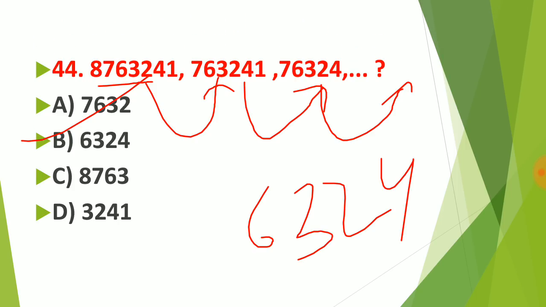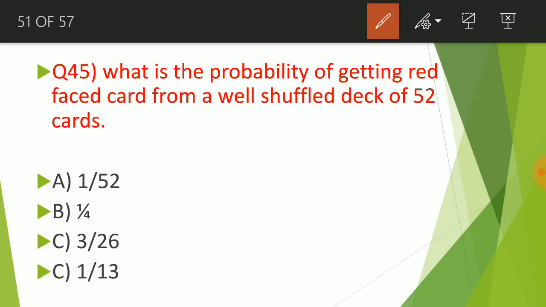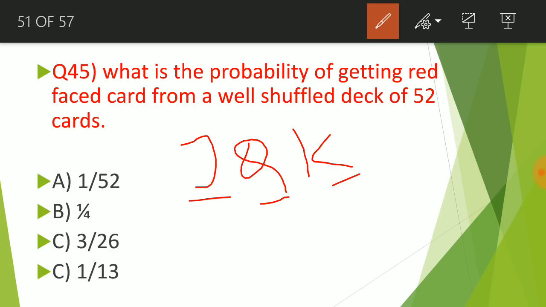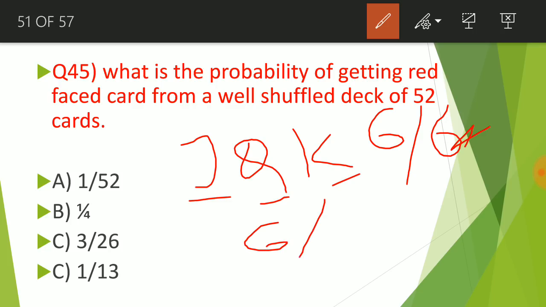Now let us see question number 45. What is the probability of getting a red face card from a well shuffled deck of 52 cards? In total there are 12 face cards. Jack, queen and king are called face cards, and 6 face cards are red and 6 face cards are black. Red are diamond and heart. This is club and spade. Now we need to find the red face cards. So red face cards are 6 and 52 is the total number of cards. So 6 by 52 will give us 3 by 26. So 3 by 26 is the correct answer for question number 45.